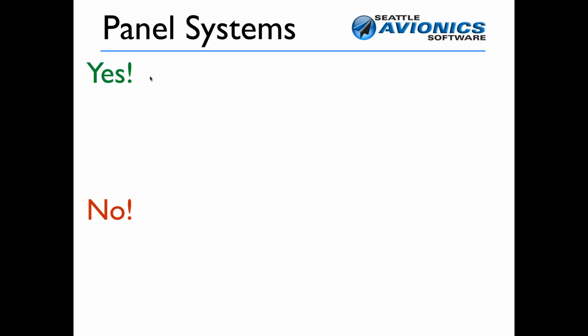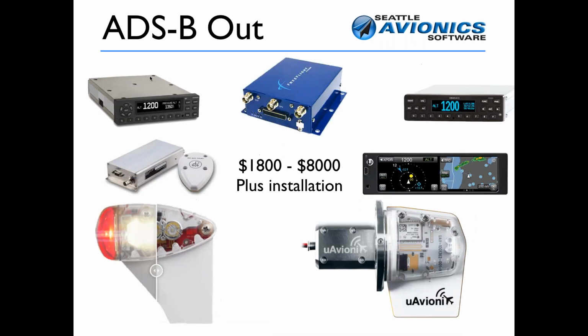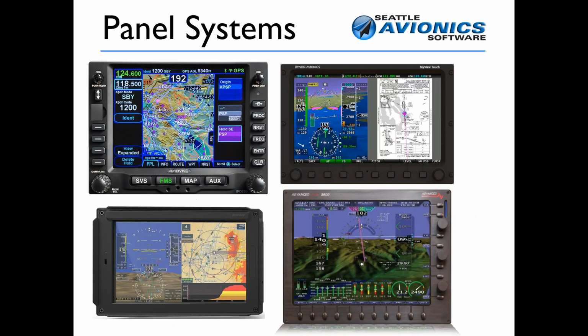Let me actually back up a little bit. Basically, what you end up doing is you get either a certified, in most cases, or a non-certified ADSB system that is made specifically for hooking into whatever panel system you have. It's a little more complicated, but it means you take one of these boxes and hardwire the input into your Dynon, your Avidyne, or whatever you have over here. And there are two different ways to do it.